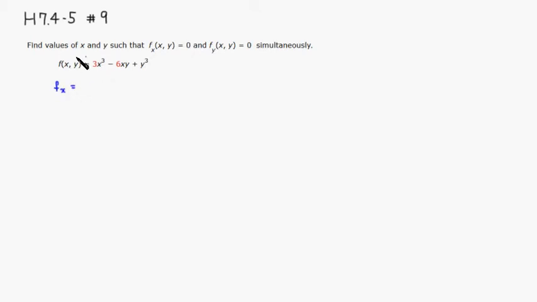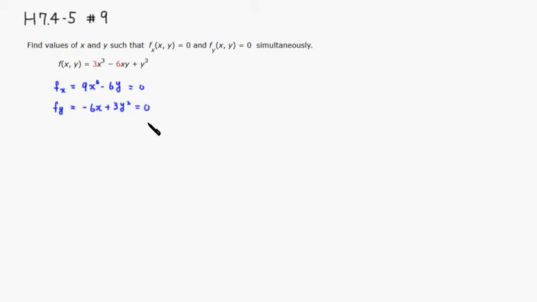So that would be 3 times 3, 9x squared, minus 6y. And the first partial with respect to y: the partial of this is going to be 0 since it's a constant. The partial of that would be negative 6x plus 3y squared. So we have that, and we're going to set both of them equal to 0.